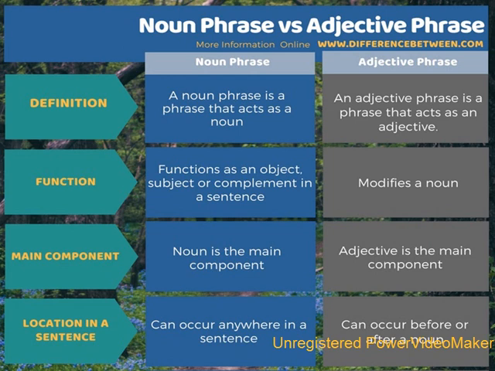What are the main components which you need to understand? First, in a noun phrase, the noun is the main component. In an adjective phrase, the adjective is the main component. Location in a sentence: where are you going to find the noun phrase or the adjective phrase in a sentence? A noun phrase can occur anywhere in the sentence, but an adjective phrase can occur before or after a noun.